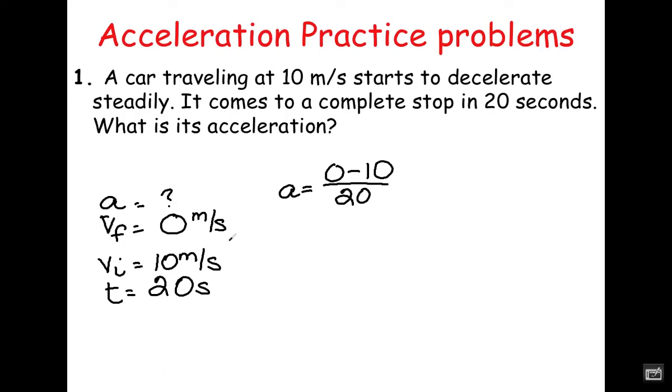Now when I do this up on top here, I'm actually going to get a negative number, and that's fine. Remember, we can have negative accelerations because in this case it is decelerating, and that's just perfectly fine. When I do this division, I get a negative 0.5 on my calculator, and that actually does have the correct number of sig figs. And with my unit, it is again meters per second squared.